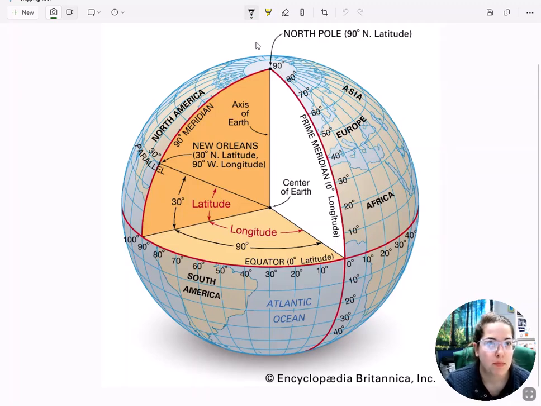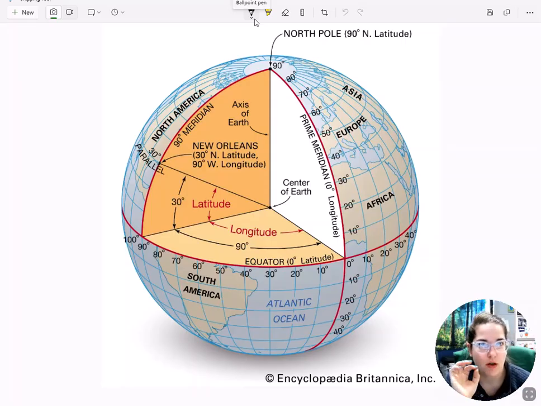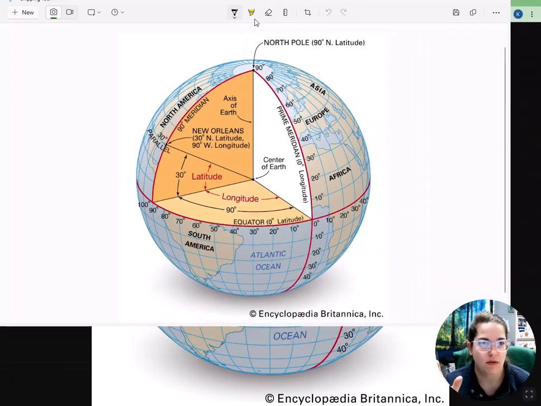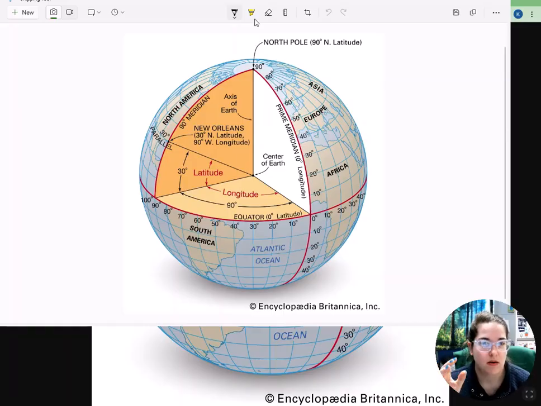Hi guys, me again. I just wanted to record the video as promised, trying to break apart what exactly we mean when we talk about a 7.5 or 15-minute quadrangle of a map.